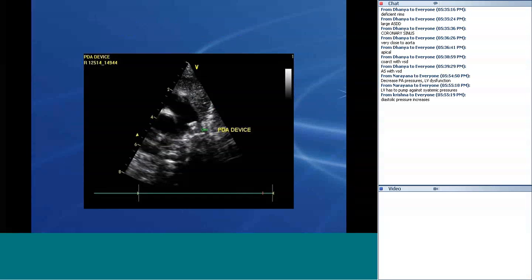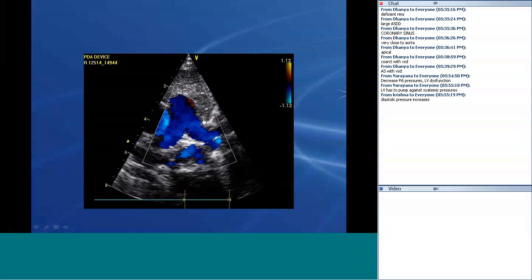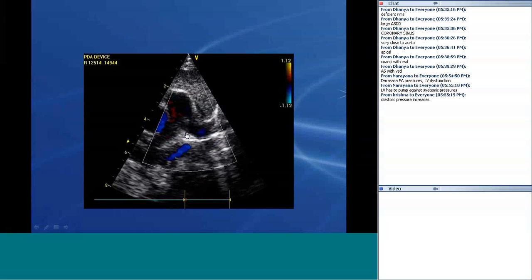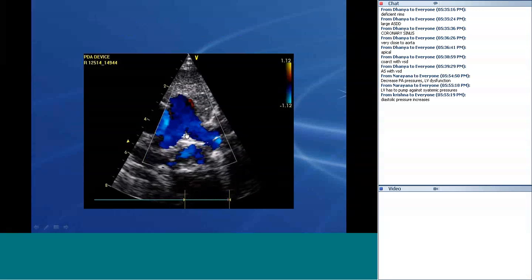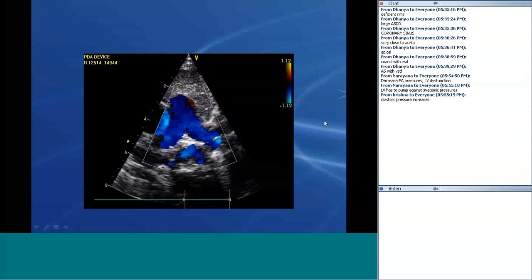So that's the picture of a PDA device in situ. Here we should look for nice smooth flow through the branch pulmonary arteries. Especially important is the left pulmonary artery.